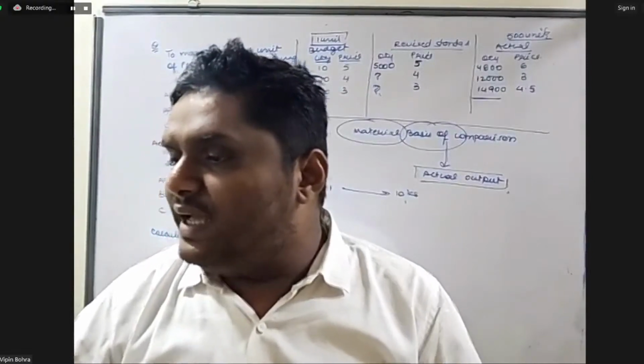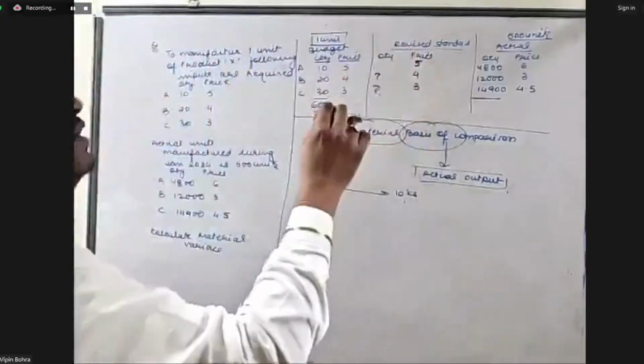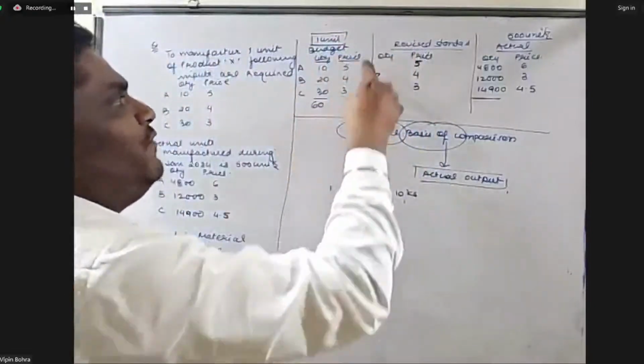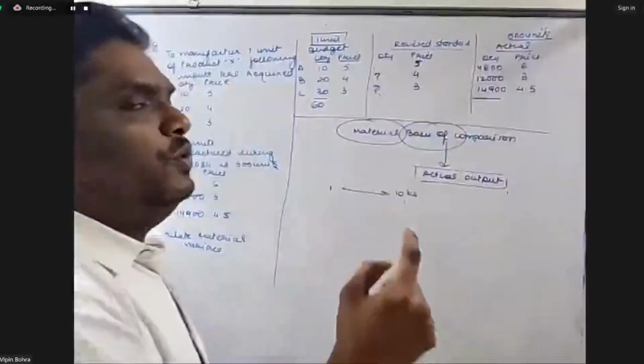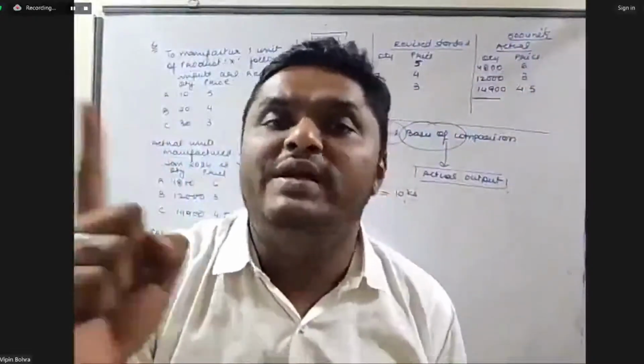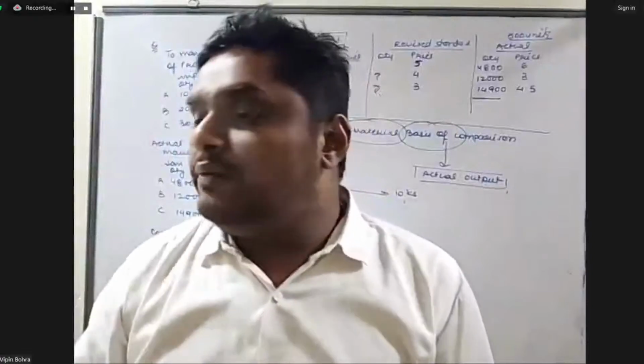So waiting for your answers, guys. This data is given for 1 unit of output, and this data is given for 500 units of output. So 1 unit required 10 units of A. So 500 units will require how much?